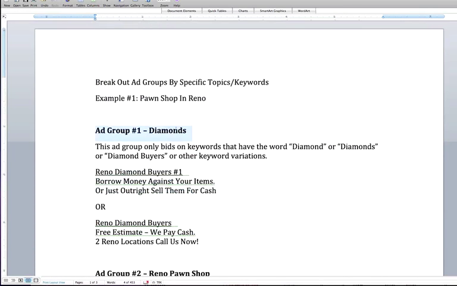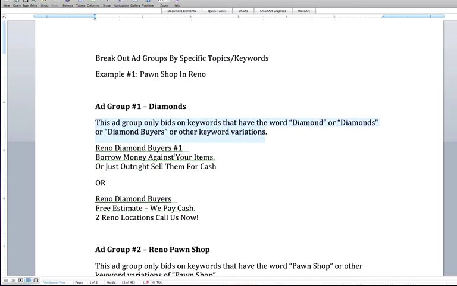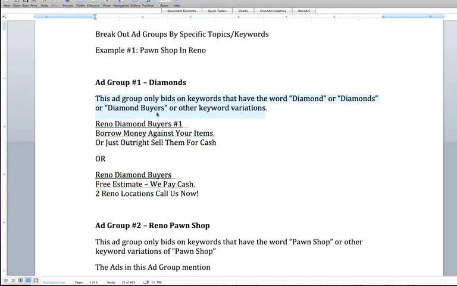The first ad group, they want to target people who want to sell diamonds. They said diamonds is very profitable for them, right? So this ad group only bids on keywords that have the word diamond or diamonds or diamond buyers, right? Someone who's typing in diamond buyers in Reno, something like that. So those would be your keywords, and again, we'll get to all of that when we talk about keyword research and putting all that together.